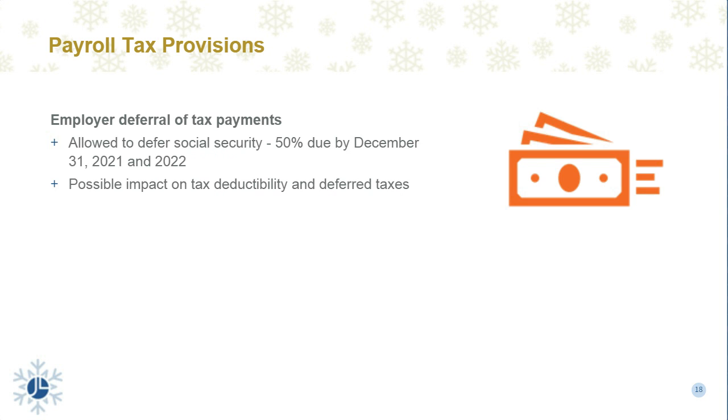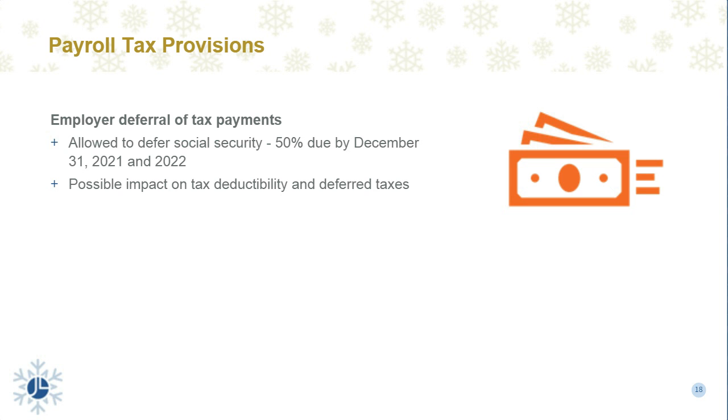The other payroll provision that's worth pointing out relates to the employer deferral of your tax payments, in particular your Social Security taxes. You essentially can defer paying your Social Security taxes on wages paid, or what would be due, between March 27th and the end of 2020. And you can defer these taxes for 2 years, essentially. So 50% of the taxes would be due at the end of 2021, and the other 50% would be due at the end of 2022.